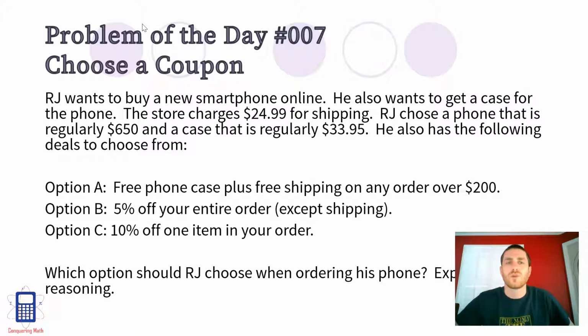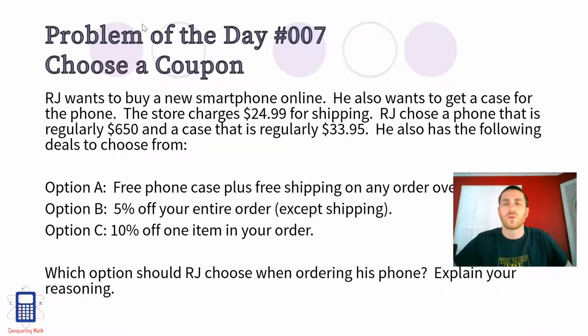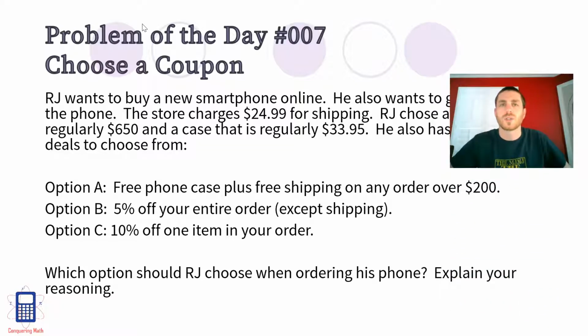Option A, free phone case plus free shipping on any order over $200. Option B, 5% off your entire order except shipping. And option C, 10% off one item in your order. So our job today is to figure out which option should RJ choose when ordering his phone, and of course we need to explain our reasoning.